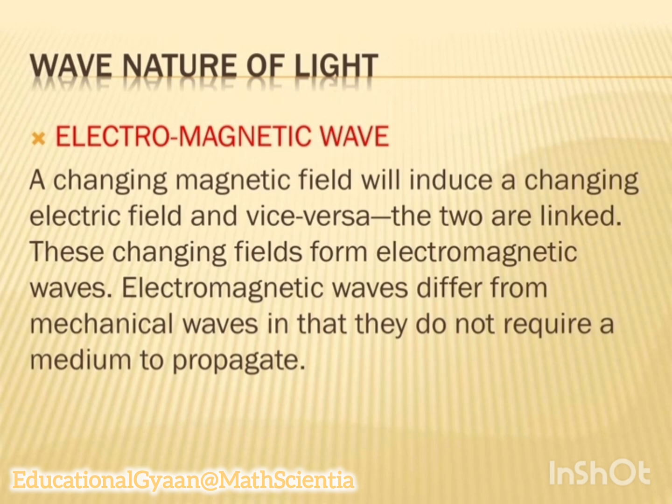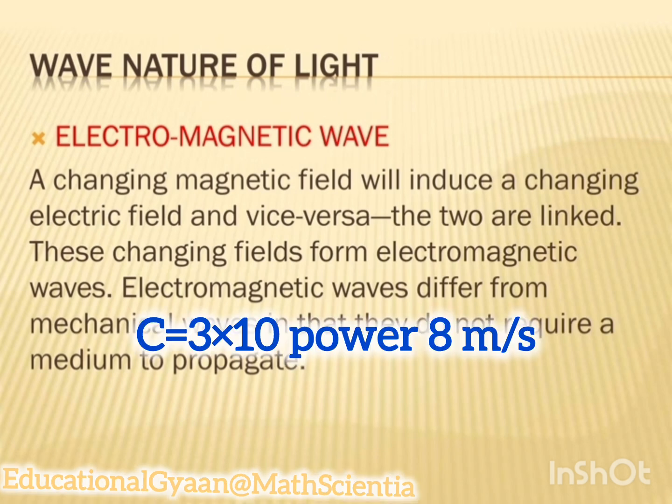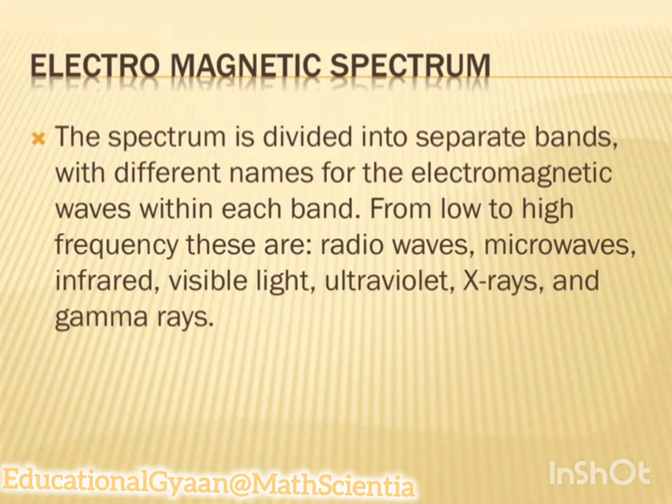Visible light is an electromagnetic wave, and its velocity is 3 into 10 to the power of 8 meters per second. Electromagnetic waves have different frequencies. So the complete range of frequencies of electromagnetic waves together is called the electromagnetic spectrum. As we have already discussed about the rainbow, because of the different wavelengths, you are able to see different colors.